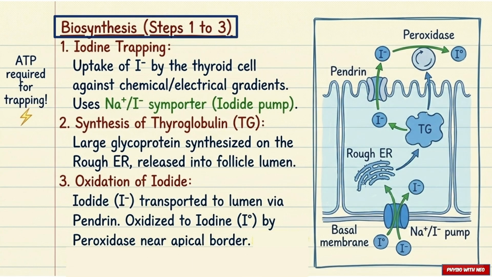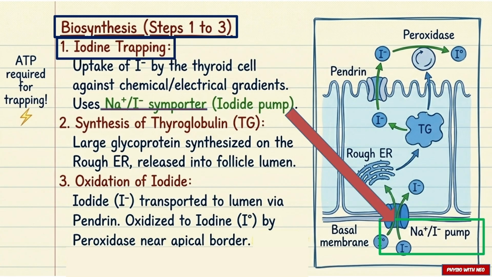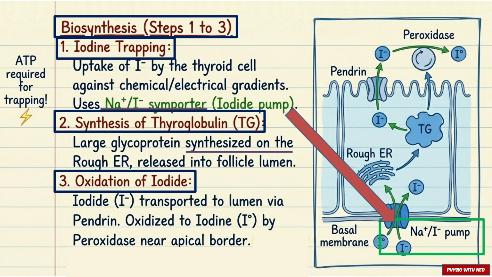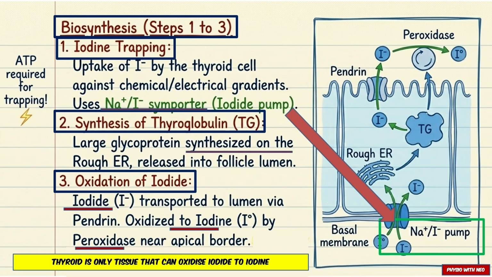This is one of the most important diagrams for the university exam. Let's learn the first three steps. Step 1 is iodine trapping. This is mainly done by sodium iodide symporter, also called the iodide pump. Second stage is synthesis of thyroglobulin. This large glycoprotein is synthesized on the rough endoplasmic reticulum and released into the lumen. Third one is oxidation of iodide. This iodide is oxidized to iodine by peroxidase near the apical border. Remember, thyroid is the only tissue that can oxidize iodide to iodine.